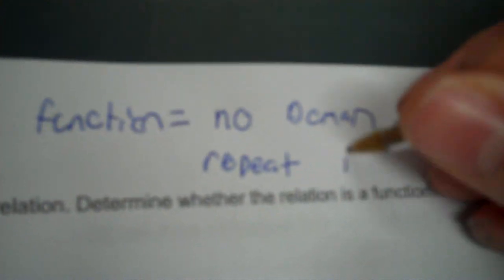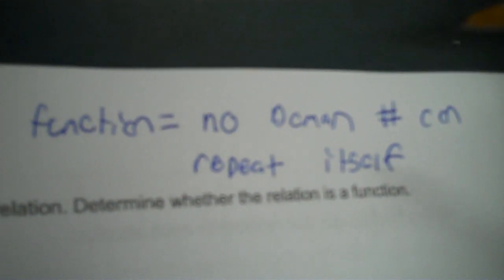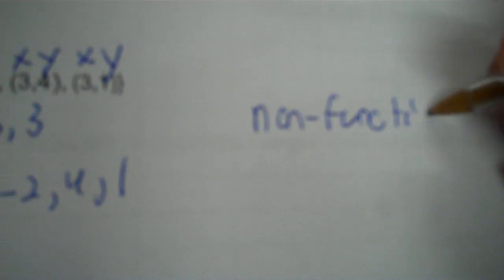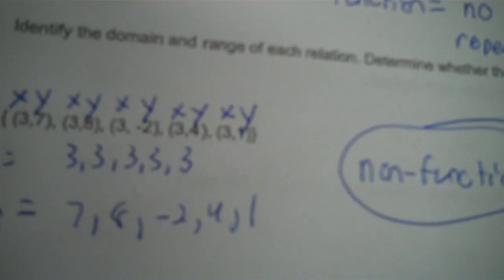Now, here's how you tell whether it's a function. To have a function, no domain value, I'm just going to put a number sign, no domain number can repeat itself. It doesn't matter what the range is, but the domain, do you have any repeated numbers? Yeah, there are repeats. You have 3, all 3's all the way across the board. So you write non-function. Now, if none of these numbers repeated themselves, then I would have a function, but they repeat themselves.